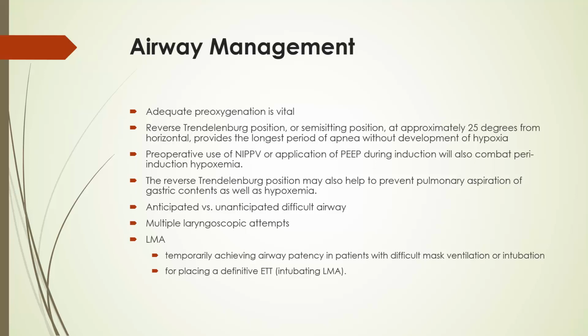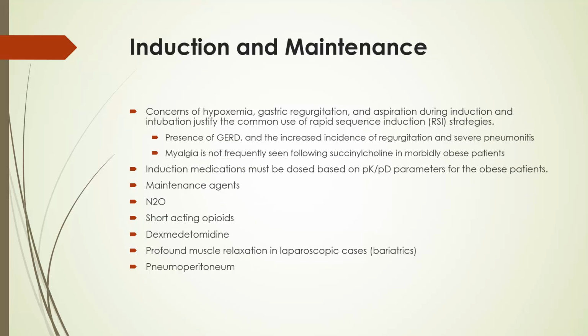An LMA can be useful for temporarily achieving airway patency in patients with difficult mask ventilation and intubation, or for placing a definitive endotracheal tube by using an intubating LMA. Quite often, when I'm by myself and I have a patient with a BMI of 70, 80, I don't even attempt mask ventilation. I just put in an LMA for ventilation, and when the relaxant kicks in, I take the LMA out and intubate.